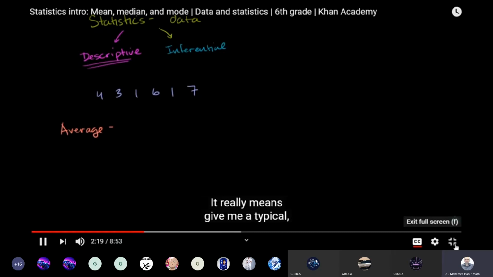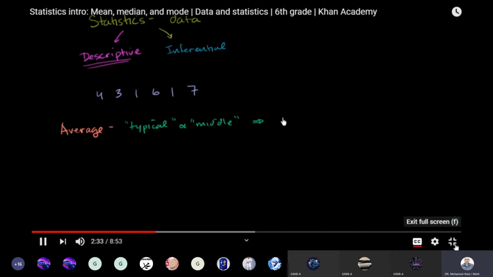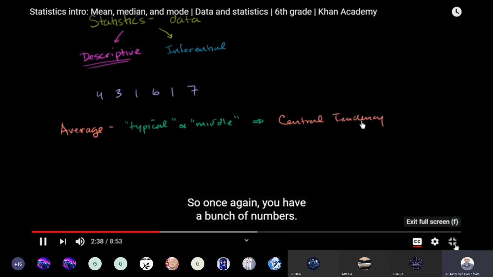It really means give me a typical, or give me a middle number, and these are ors. Really, it's an attempt to find a measure of central tendency. So once again, you have a bunch of numbers. You're somehow trying to represent these with one number. We'll call it the average. That's somehow typical or middle or the center somehow of these numbers. And as we'll see, there are many types of averages.